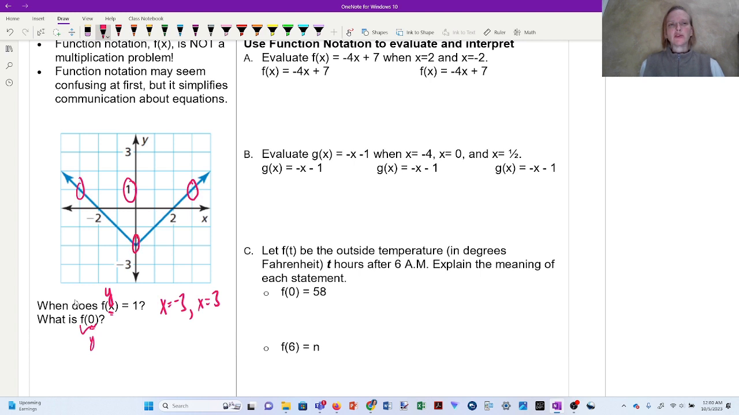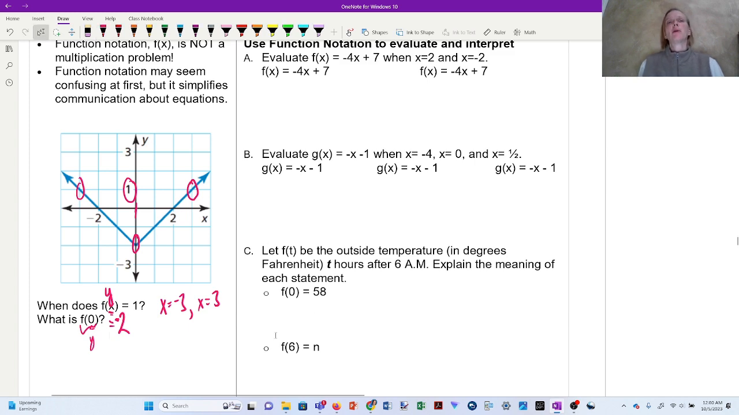And here's my answer down here. When x is 0, y is this negative 2 value. So f of 0 then, in fact, equals negative 2, because this function, this graph, when x is 0, has a value of negative 2.